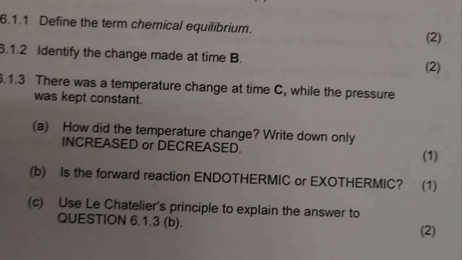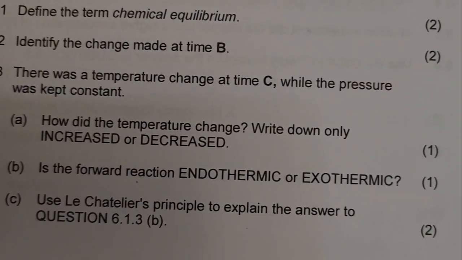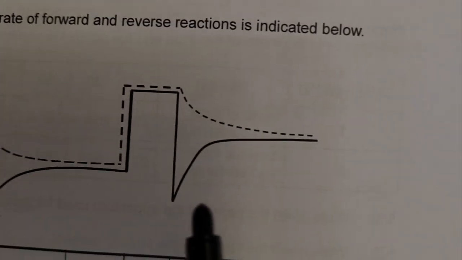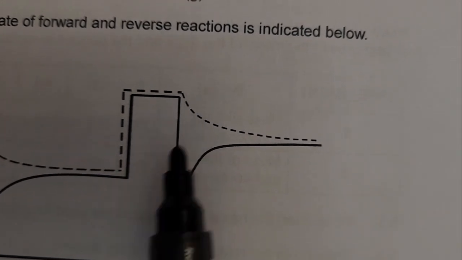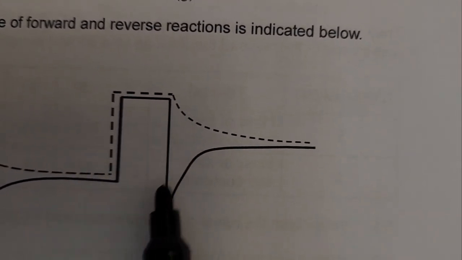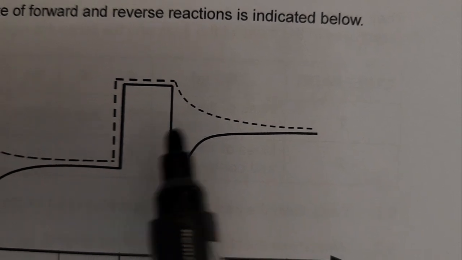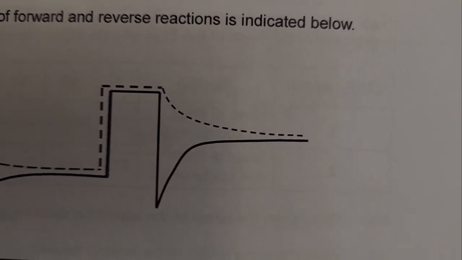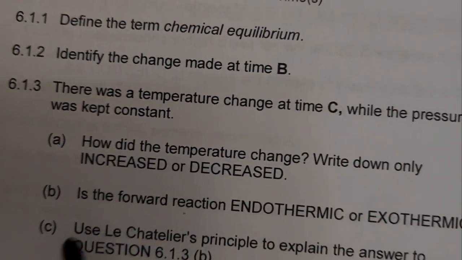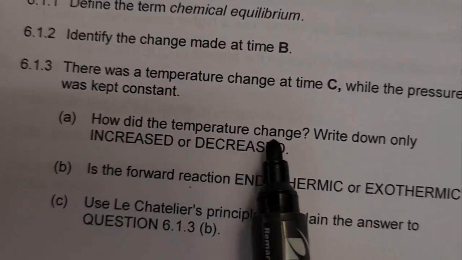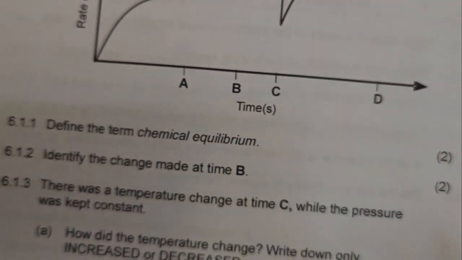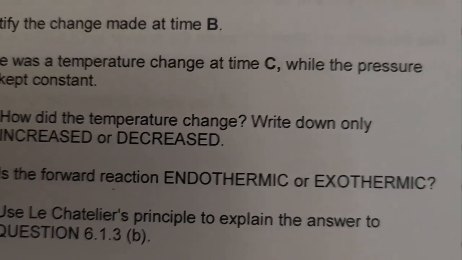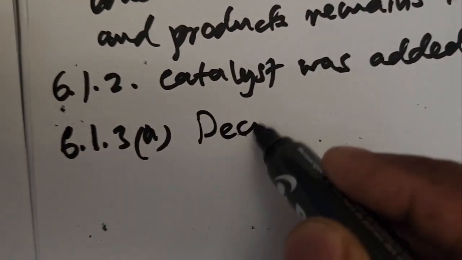6.1.3a. They say there was a temperature change at time C while the pressure was kept constant. We see now when you look at time C, something was decreased. Why? Because the rates of the reverse and forward reactions are decreasing. And what can decrease the rate is when something was decreased, either pressure, temperature, or concentration. In this case, let's hear the question. How did the temperature change? If the temperature was changed at this point, the temperature was decreased because the rate drops. The temperature change is only increase or decrease, so we'll just say decreased.